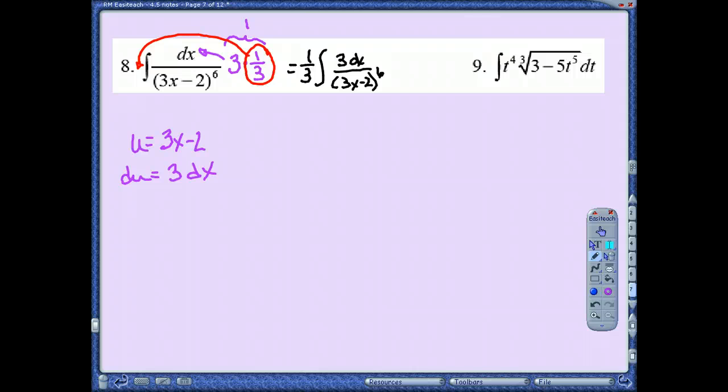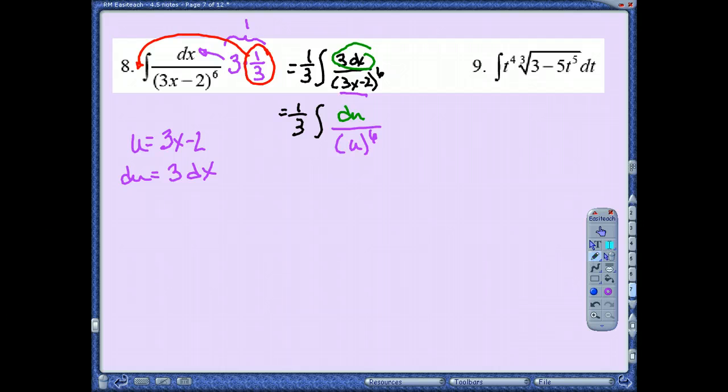Now we have exactly what we need for our du, so we're gonna rewrite. I'll leave it like it is. So 1/3. Everything up here is my du. All of this is du. Everything inside here, that's my u.